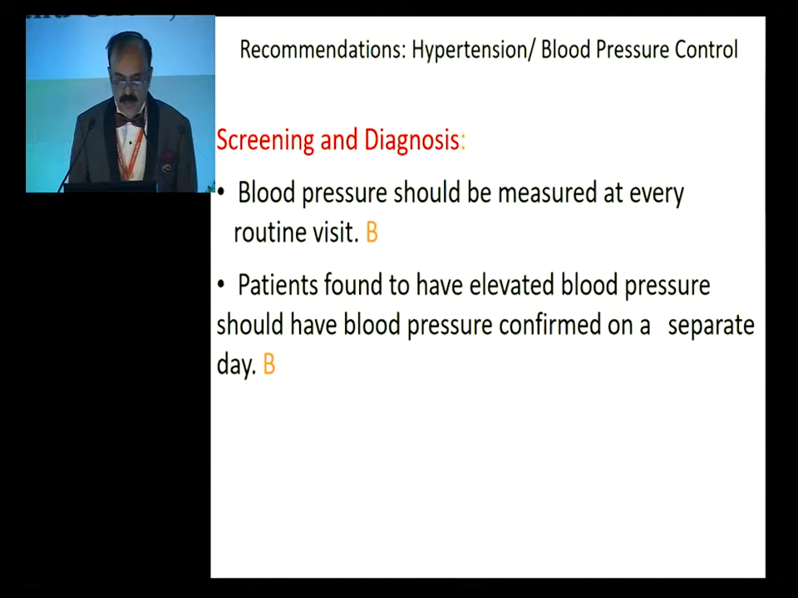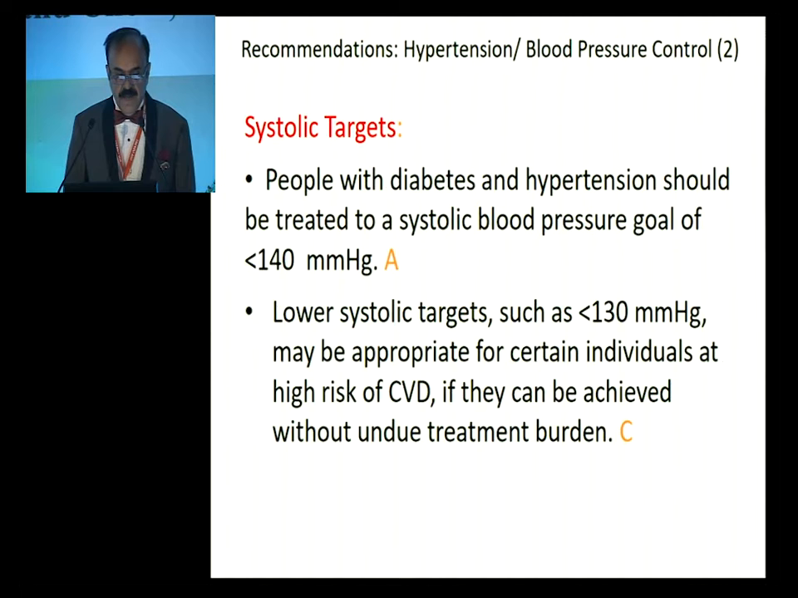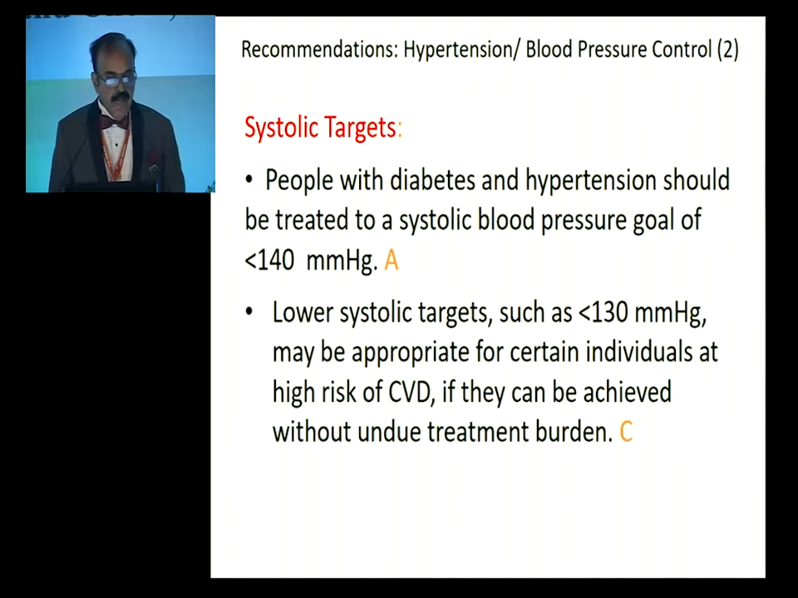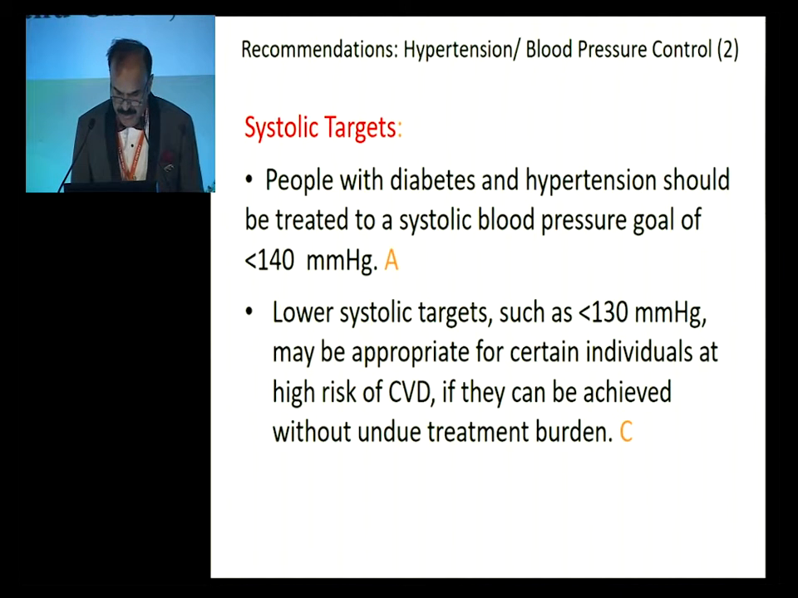In the ADA 2017, the same as last year, blood pressure should be measured at every routine patient visit. Patients found to have elevated blood pressure should have it confirmed on a separate day. For the systolic target, they again say it should be treated to a systolic blood pressure goal of less than 140. Lower systolic targets such as less than 130 may be appropriate for certain individuals at high risk of cardiovascular disease if they can be achieved without undue treatment burden.